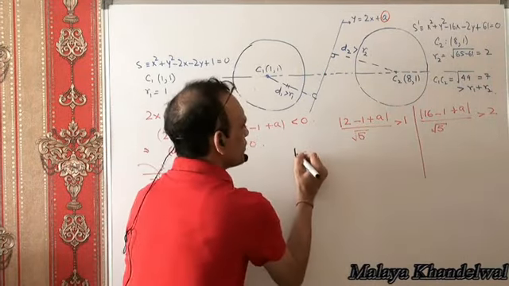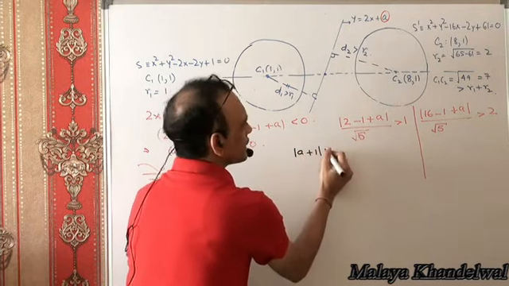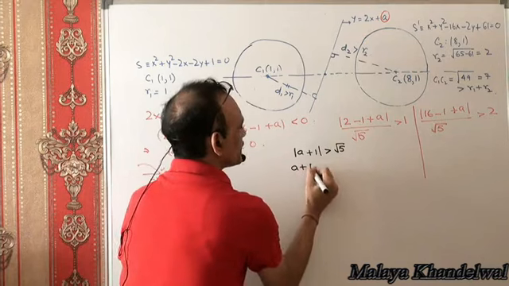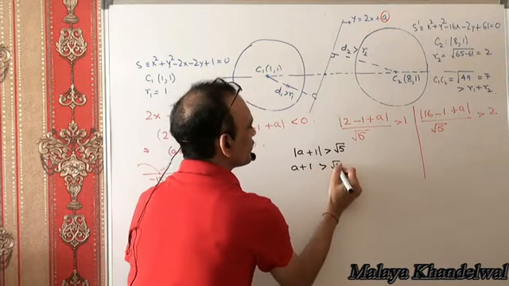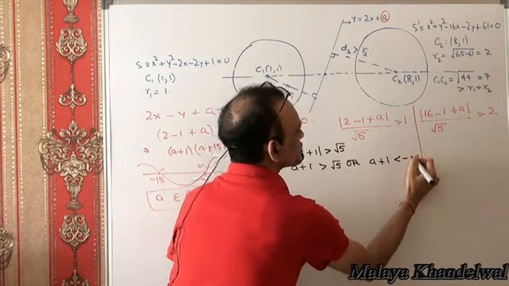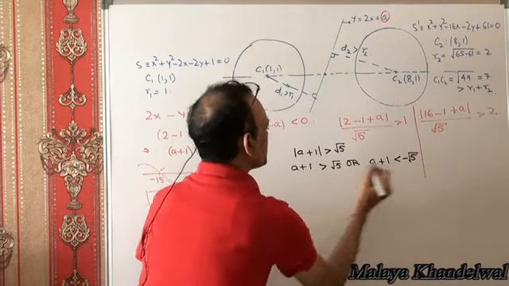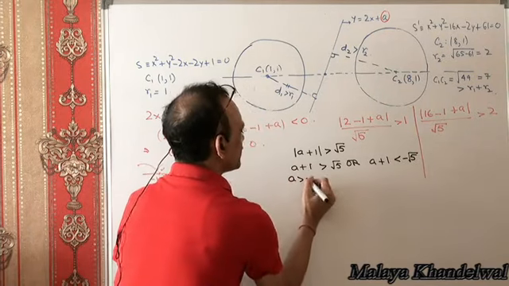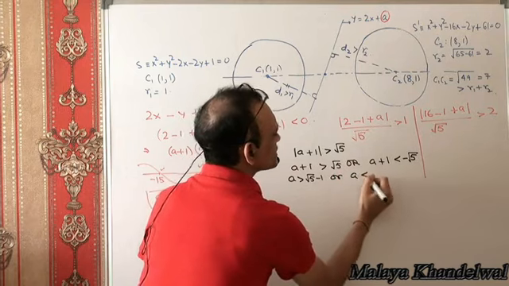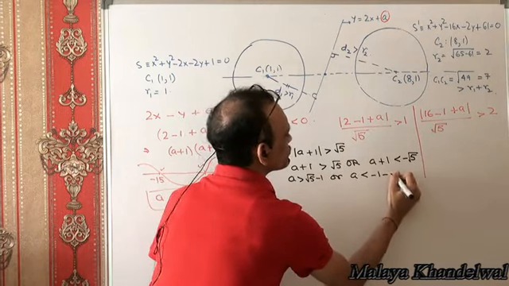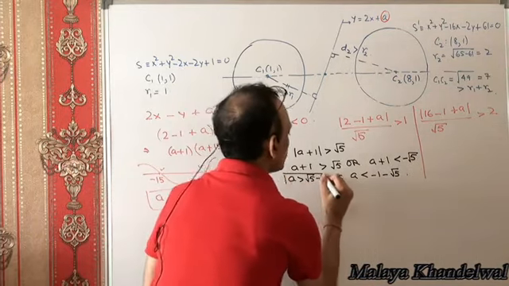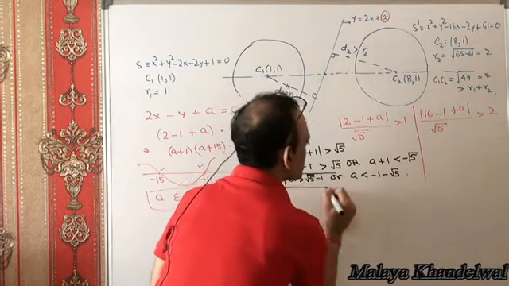This will give me mod of a plus 1 greater than root 5, which means a plus 1 greater than root 5, or a plus 1 less than minus root 5, right? This gives me a greater than root 5 minus 1, or a less than minus 1 minus root 5, right? That's one. We'll summarize all of this.